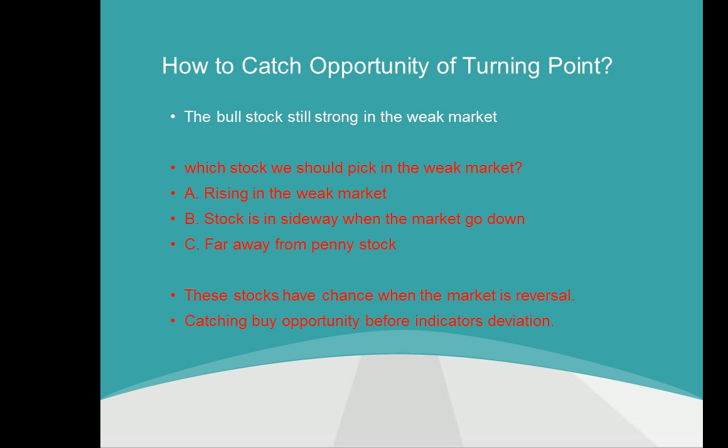Okay. So how to catch the opportunity of a turning point? Because we want to know what the turning point is, okay? So the bull stock is still strong in the big market, so we should catch the bull stock, okay? Which stock should we pick in the big market? Firstly, a stock rising in the big market. So the market is not good, but the share is still rising, okay? So this share is strong. The next one, the stock is sideways when the market goes down. If you see the market go down, but the stock is sideways, this one is a strong stock, okay?